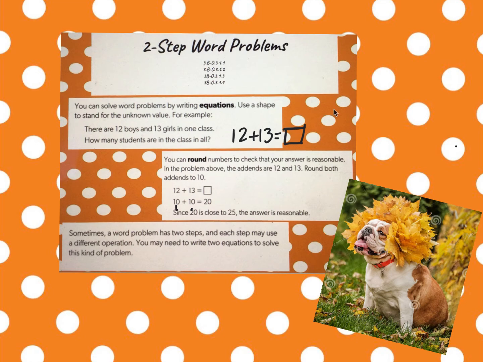Sometimes a word problem has 2 steps, and we're going to talk more about that tonight and practice that some more tonight. And in each step we may use a different operation. So sometimes we might add, and then we might subtract, and sometimes we might have to multiply or then divide. So we just have to listen carefully to what the problem's truly asking us.